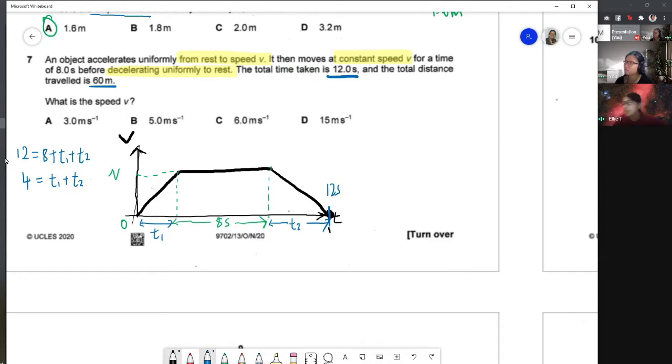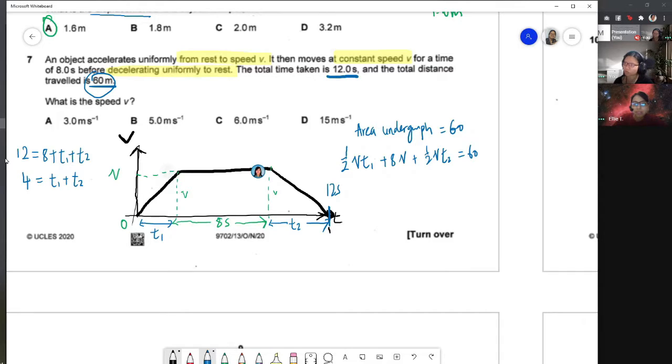We need another equation, Miss. We didn't use 60, the total distance traveled. So maybe the whole area under the curve should be 60. So we have to come up with a triangle, a rectangle, and another triangle, whose areas all added together should equal 60. Half VT1 plus 8V plus half VT2 is 60.